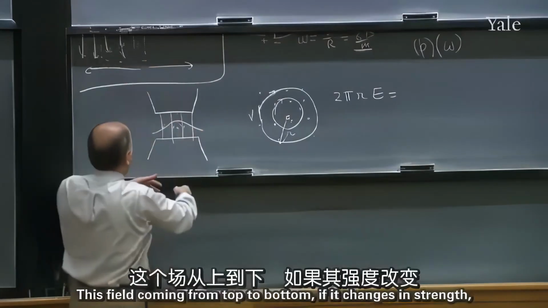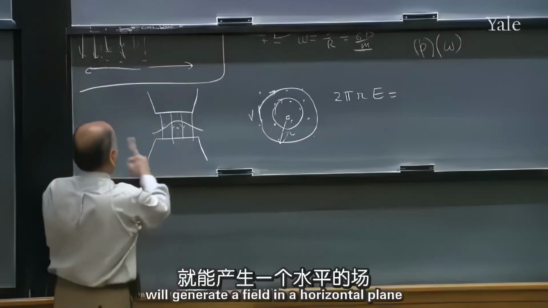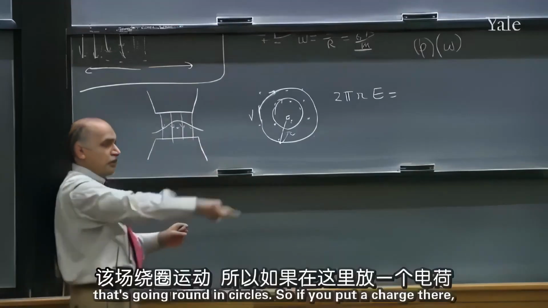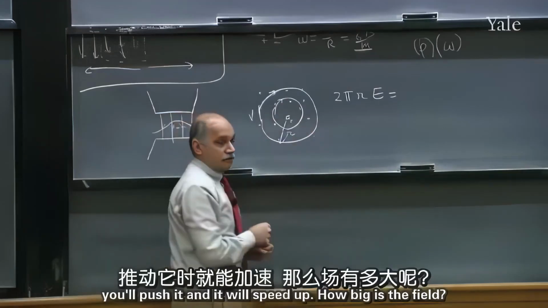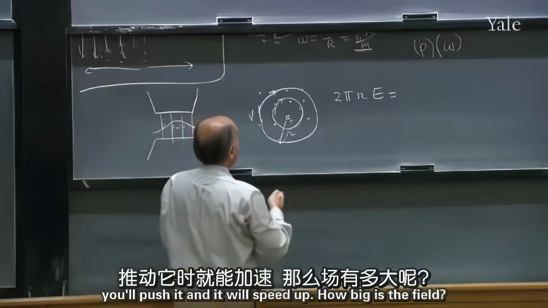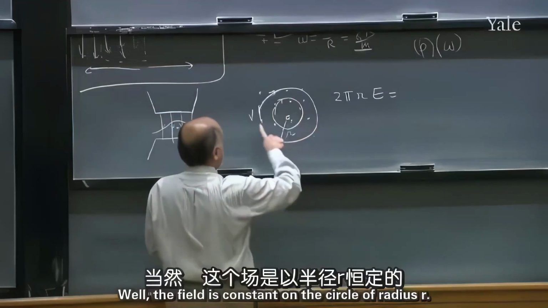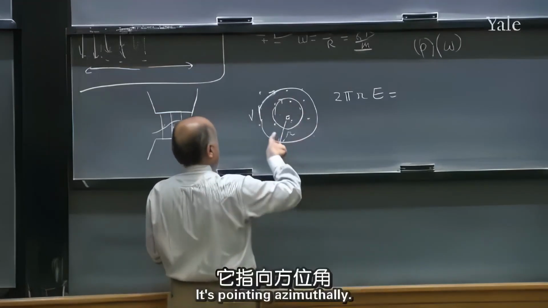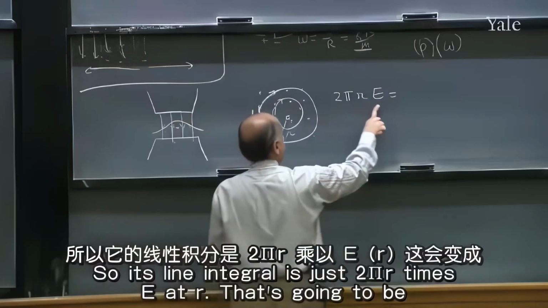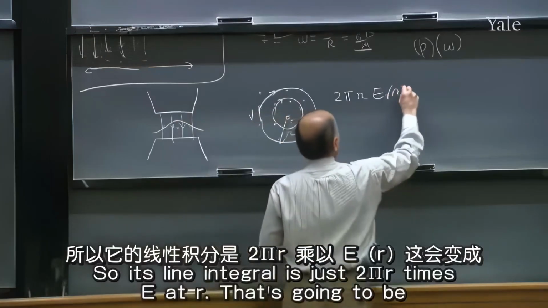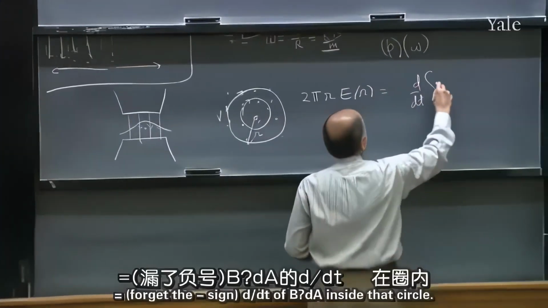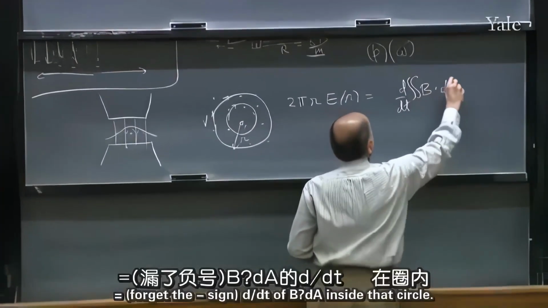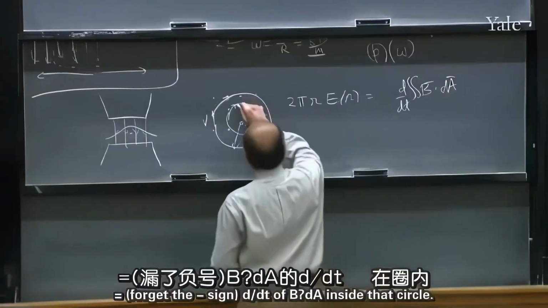This field coming from top to bottom, if it changes in strength, will generate a field in the horizontal plane that's going around in circles. So if you put a charge there, it'll push it and it'll speed up. How big is the field? Well, the field is constant on a circle of radius r. It's pointing azimuthally. So its line integral is just 2 pi r times E at r. That's going to be equal to, forget the minus sign, d by dt of B dot dA inside that circle.